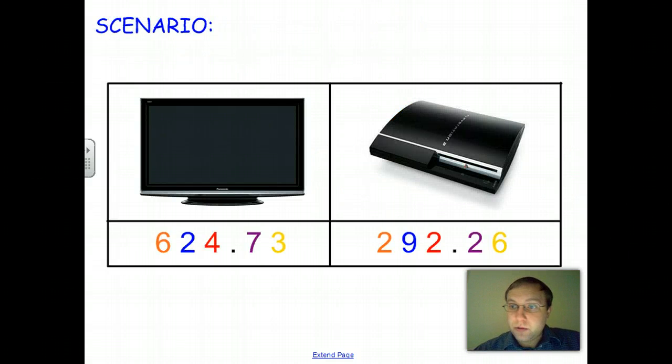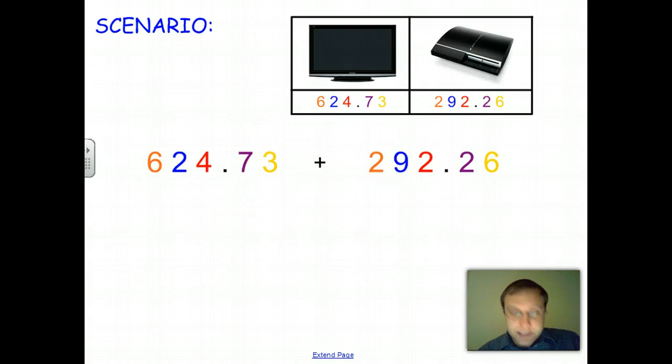If you're walking through a store and you find a TV that's available for $624.73, and a PlayStation 3 available for $292.26. Now you want to find out how much both of them cost, as a matter of saying, can I buy both of these? Can I not buy both of these? You want to find out what their total cost is. So you're going to add together their two costs.